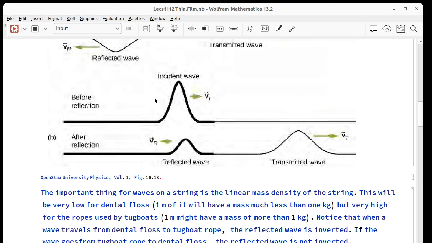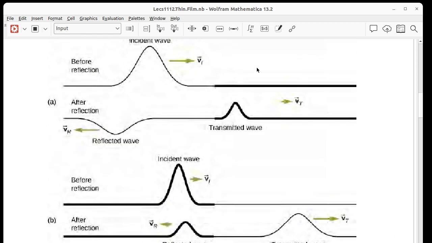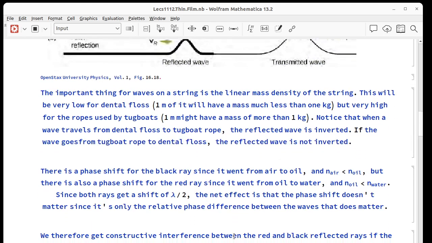So maybe this will help you remember it a little bit better. What we'd be looking at here is what's called the linear mass density of the string. Dental floss would be very low linear mass density. If you talk about the ropes that tugboats use, it'd be very high, maybe more than a kilogram per meter. Anyway, you go low to high, you get a reflection that's 180 degrees off. If you go high to low, you don't.